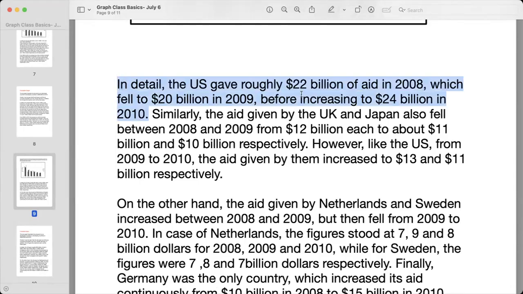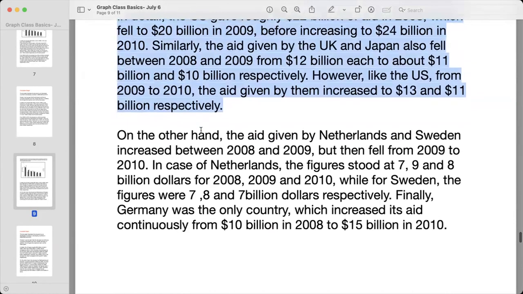I've mentioned it started here, fell to this much before increasing. Then I've written similarly, the aid given by the UK and Japan also fell between 2008 and 2009 from $12 billion each to about $11 billion and $10 billion respectively. However, like the US, in the next year, the aid given by them increased to 13 and $11 billion respectively. So I've given the data like this and ended it here. So my three countries are done.